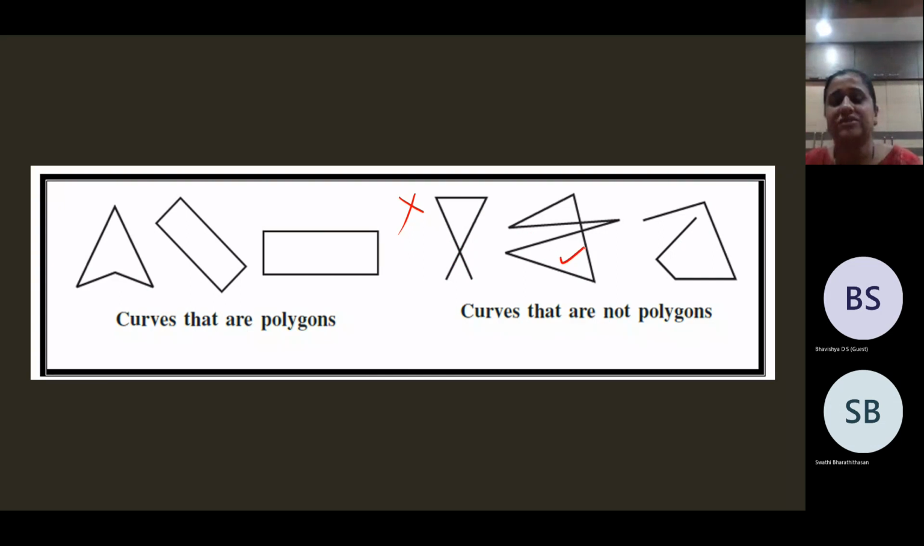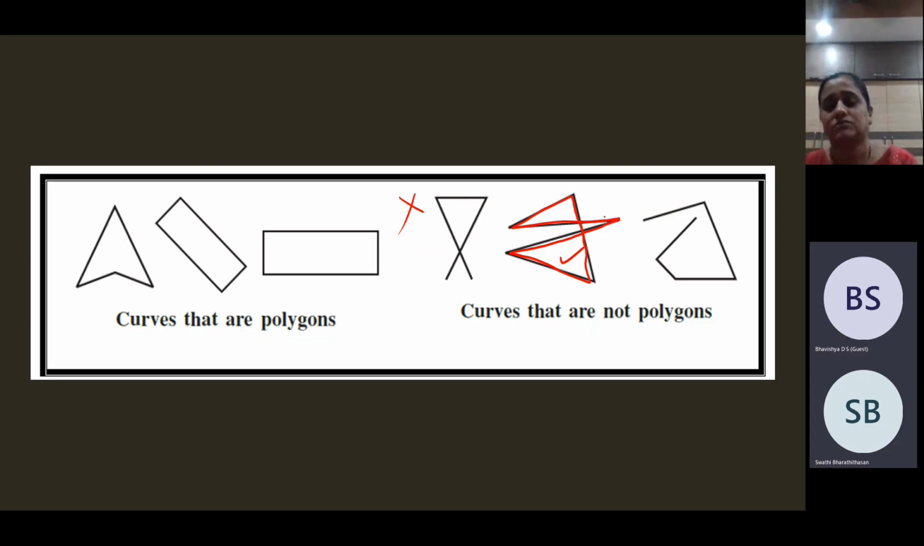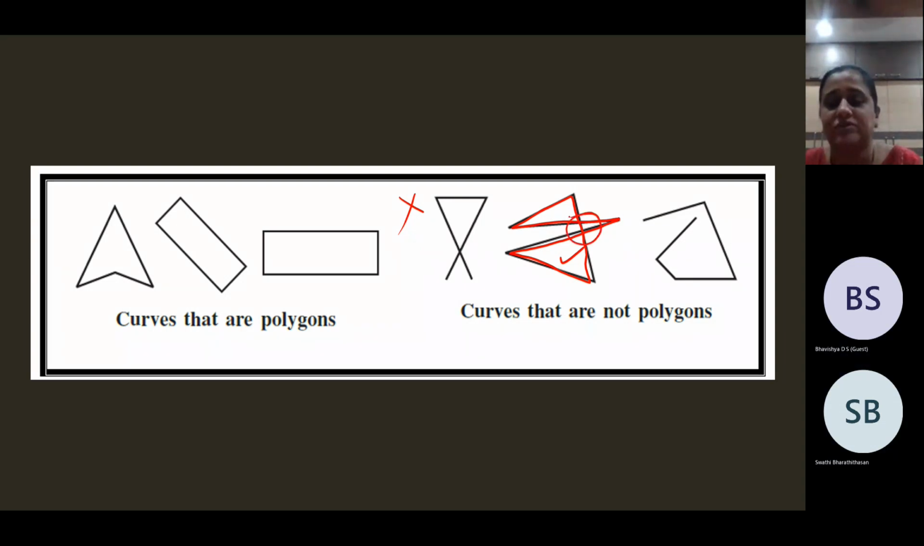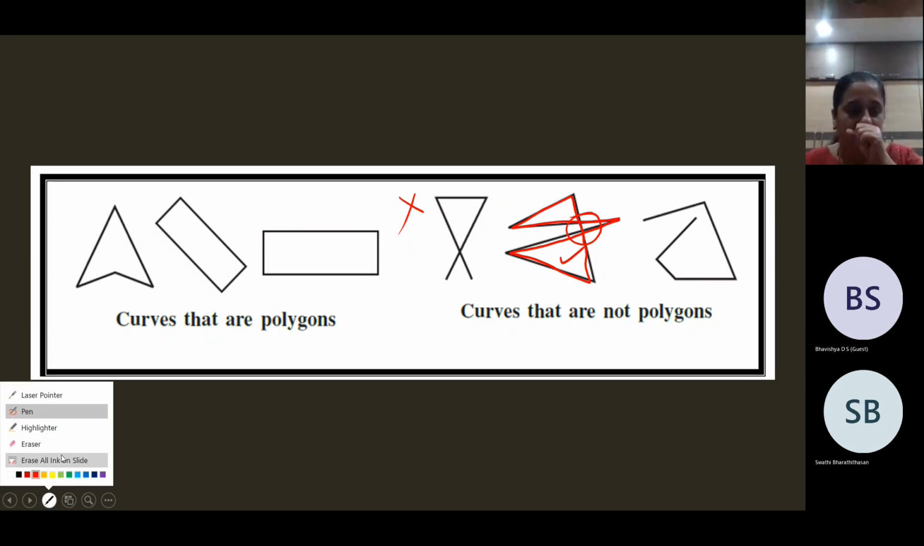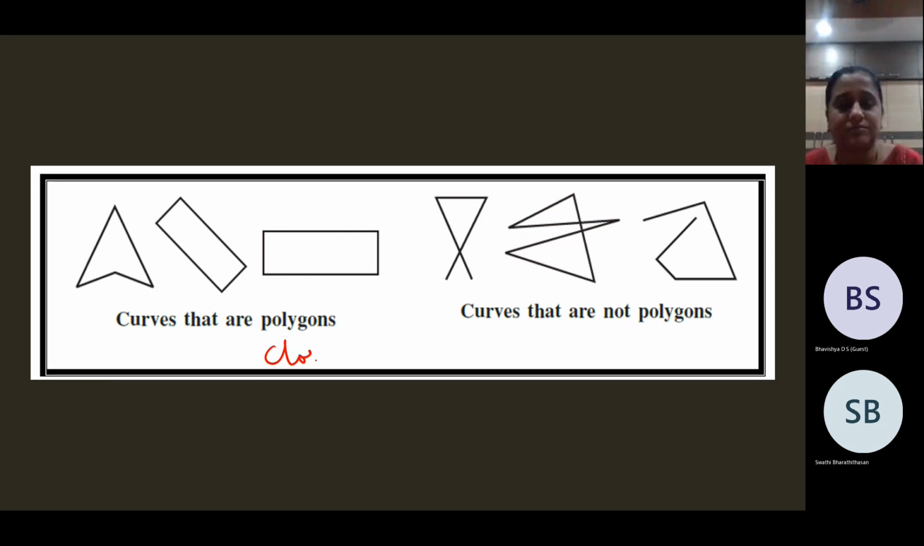Now this one, is it closed? Supposing you start from here, you go like this, like this, like this, and you come back to the starting point. So it is closed, because you come back to the starting point. Is it simple? No, ma'am, because it's crossing over itself. But it's made up of line segments. So this is closed and made up of line segments, but it's not simple because it's crossing over itself. So this is not a polygon.